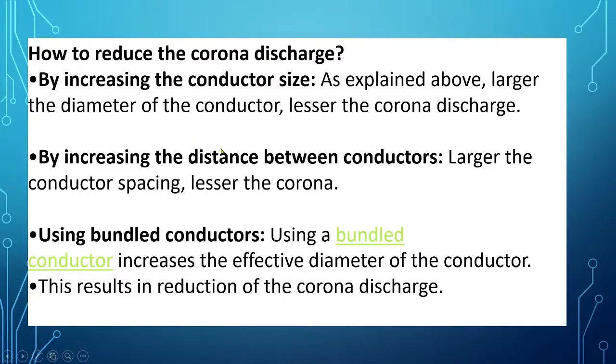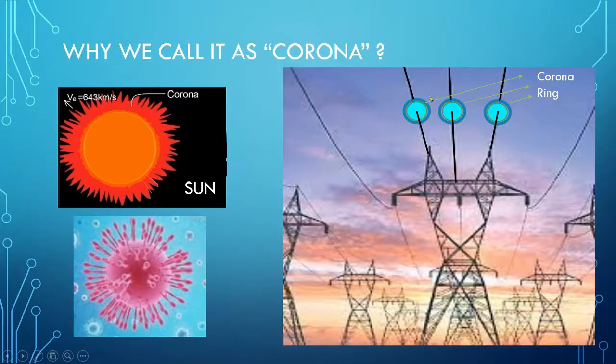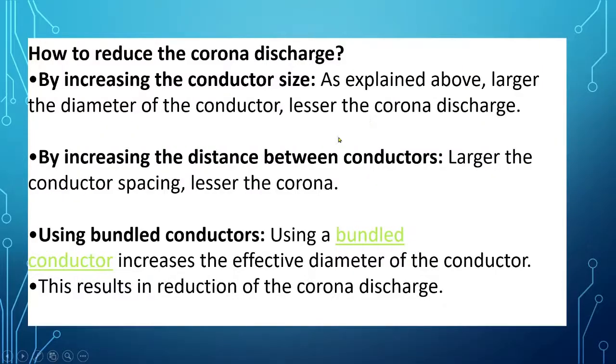So that is one concept. By increasing the distance between conductors, you see, here we can keep enough distance between these two conductors so that we can reduce the corona effect. That is another way. And using bundle conductors to increase the effective diameter of the conductor also results in a reduction of the corona discharge. A bundle conductor has many conductors, each having its own individual diameter. So ultimately we are increasing the effective diameter of the conductor.